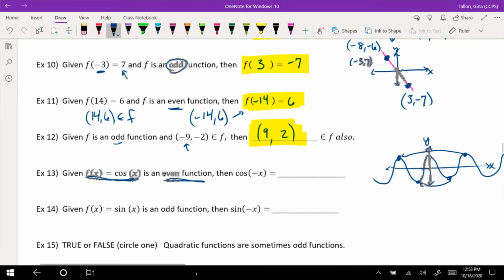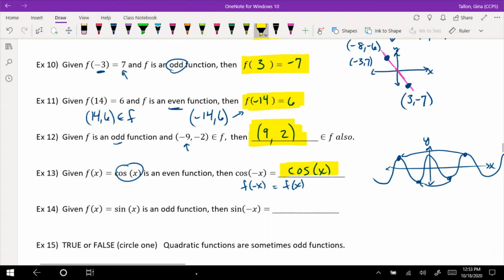So this cosine of negative x is the same thing as f of negative x. I'm taking a negative x and shoving it into the function. So what does that mean? It should mean that I'm getting f of x back again, the same function that I had to begin with, so cosine x goes over here. So cosine of negative x is equal to cosine of x.